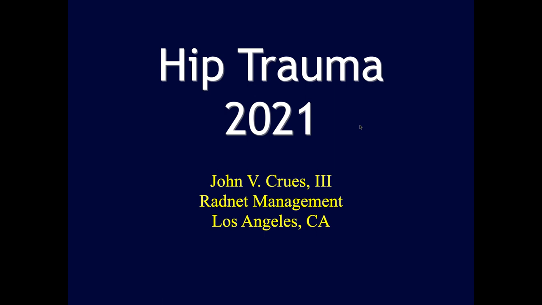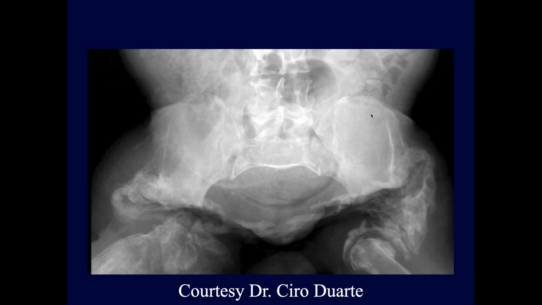Okay. So we're talking about hip trauma. Michael, what do you think of this case? I mean, there's a severe dysplasia, abnormality of the proximal, of all the bones, but especially involving the femurs bilaterally. I don't know if this is some severe form of OI.